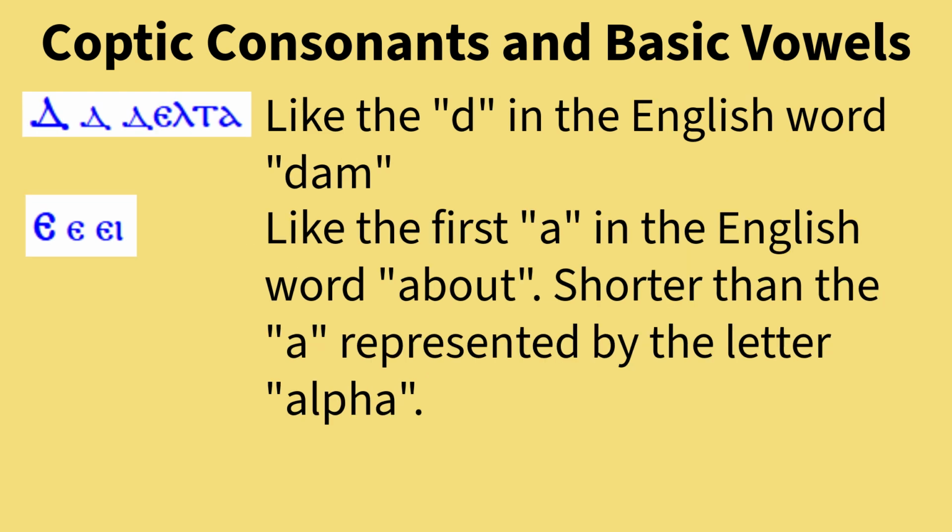We then move on to the letter dalda, which is like the D in the English word dam, d. Then we have the letter a. This is like the first A in the English word about, a. So it's shorter than the one represented by the letter alpha. It's just simply a very short A sound.